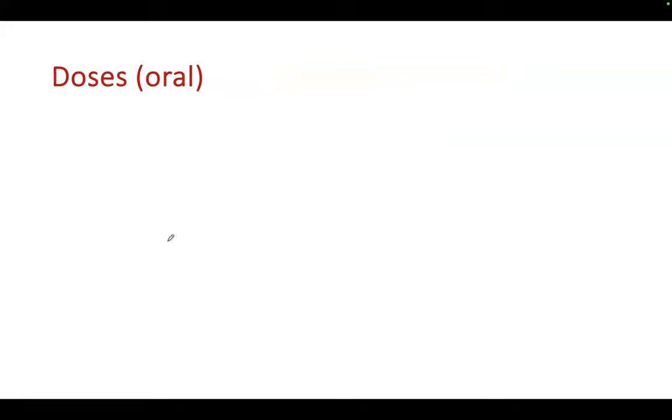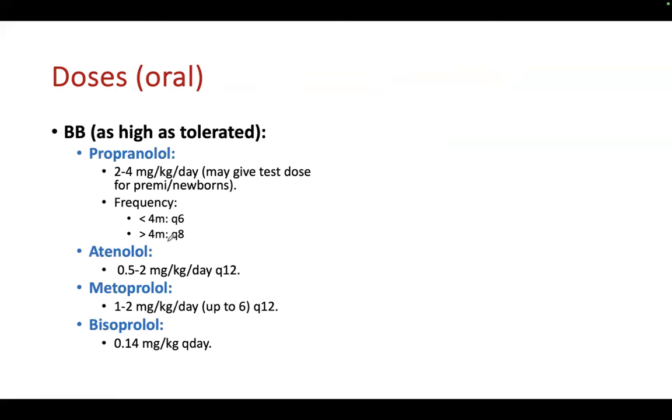Okay. So now we gave adenosine, the SVT terminates. We don't have to give IV medications. Instead, you give oral medications. So obviously your first drug of choice is beta blockers. The general rule is beta blockers you can go as high as the patient tolerates. But routinely we do propranolol 2 to 4 milligrams per kilo per day, every 6 hours if less than 4 months, every 8 hours if more than 4 months.